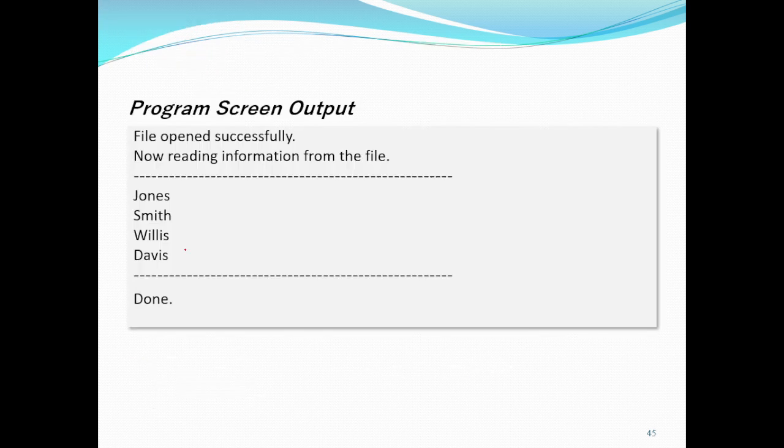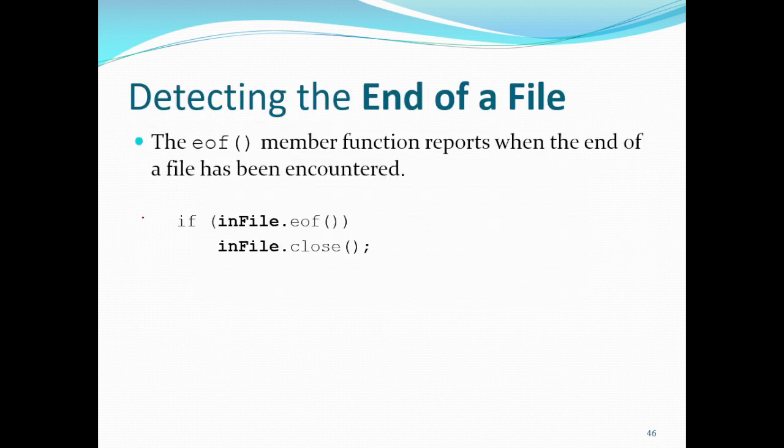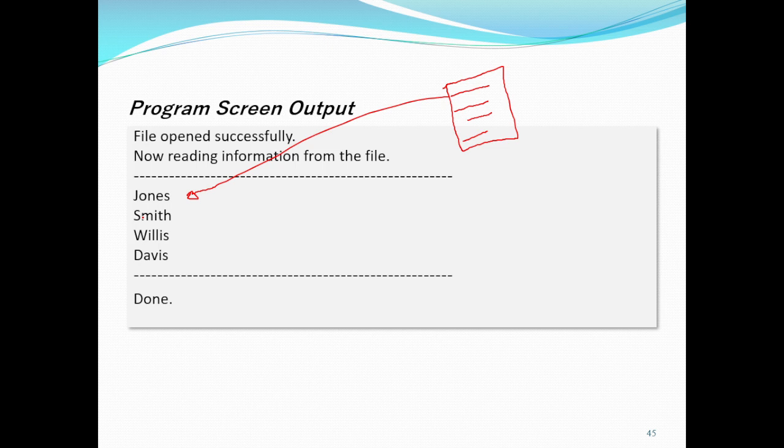So what we are doing here, we are opening the file. In the file, we have these names, right? Jones, Smith, Willis, and Davis. So Jones comes here. We are reading one line or one element from here and writing it to the screen. Then another line, and writing that line to the screen as well as to the end.